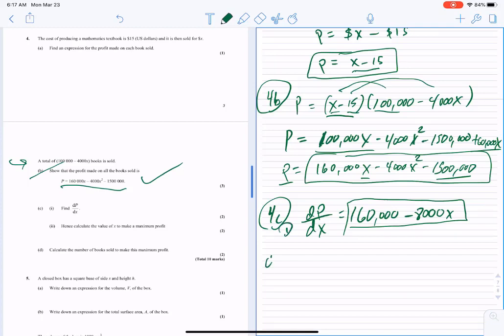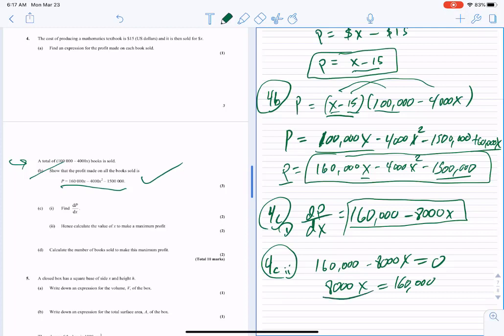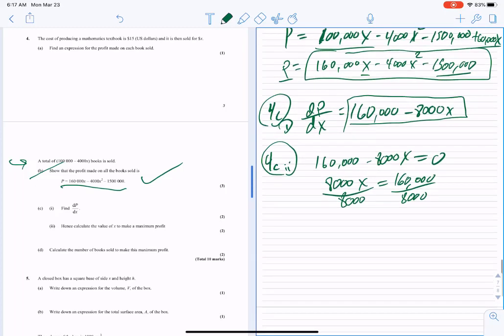And then we're going to do 4c2, part 2. It says, hence calculate the value of x that gives you maximum profit. Now, to find the maximum profit, after we took the derivative of the profit function, we'll set it equal to 0 to find a maximum. So we're going to take this equation we just found and set it equal to 0. That's all there is to it. So that means that 8,000x is going to equal 160,000. We'll divide both sides by 8,000, and we'll get x. These thousands are out, and this is going to be 20.